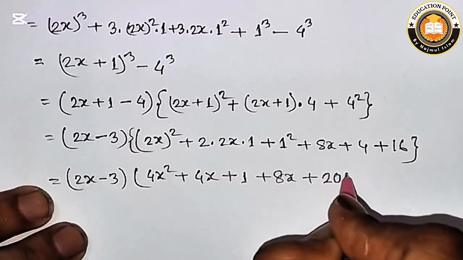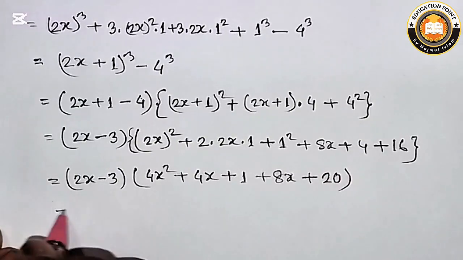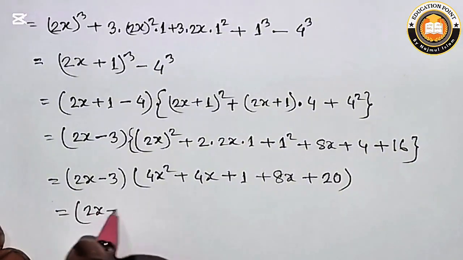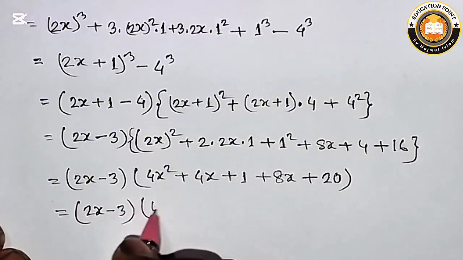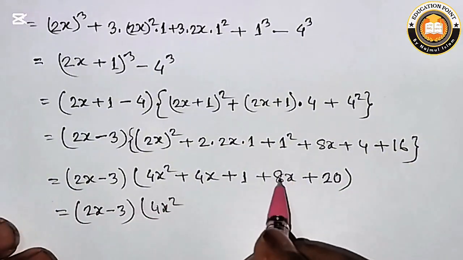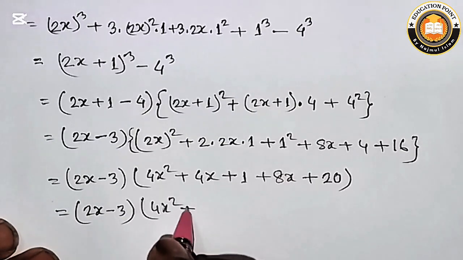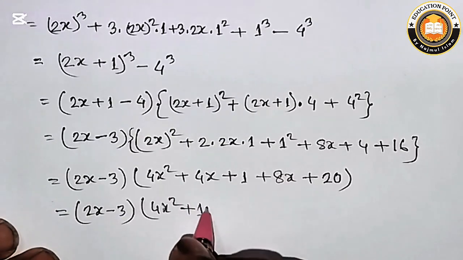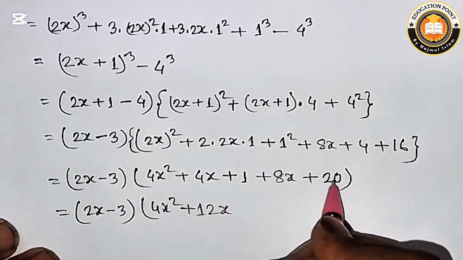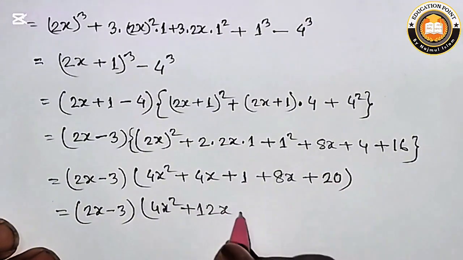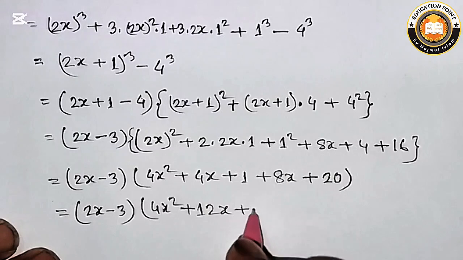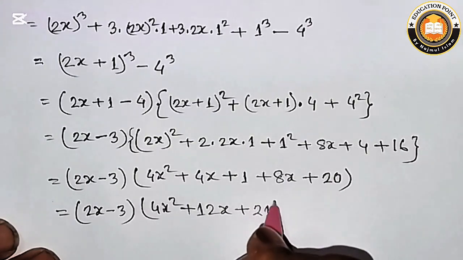Plus 20. 2x minus 3 into 4x square added value of 8x and 4x equal plus 12x added value of 20 plus 1 equal plus 21.